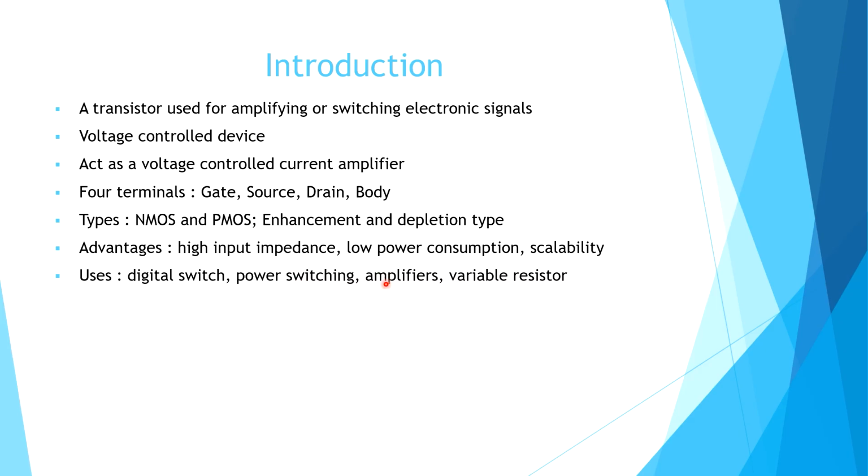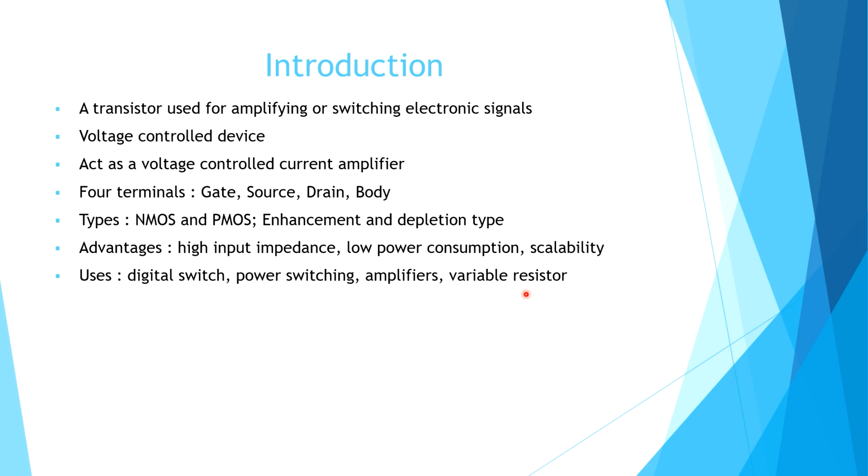And next is amplifiers, like in RF amplifiers and audio amplifiers, where the noise is very low. Unlike in BJT, the noise figure and SNR are much improved in the MOSFET.